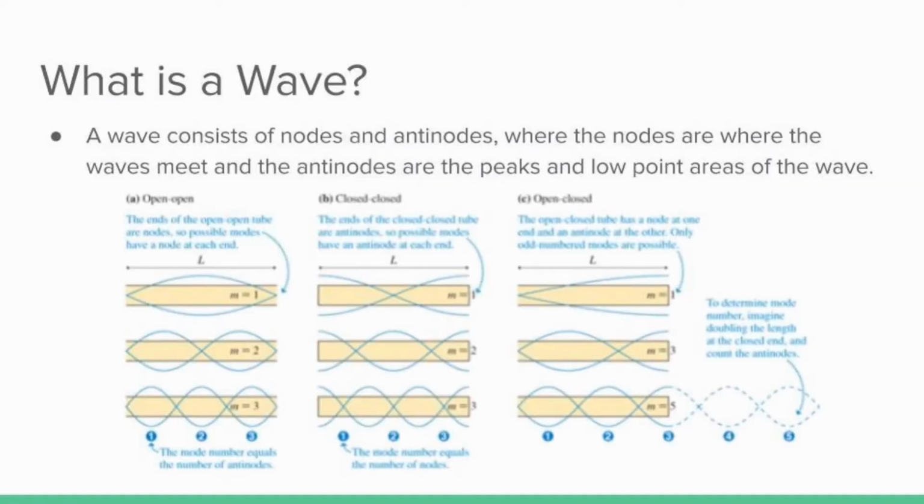To start this experiment, I want to go over the background information. All this information is derived from the 16.1 synthesis and figure 16.19 from the book. For starters, I want to go over the basics of what a wave is. A wave consists of nodes and antinodes, where the nodes are where the waves meet and the antinodes are the peaks and low point areas of the wave.